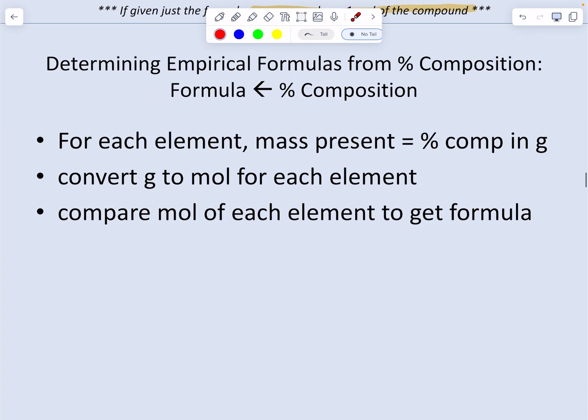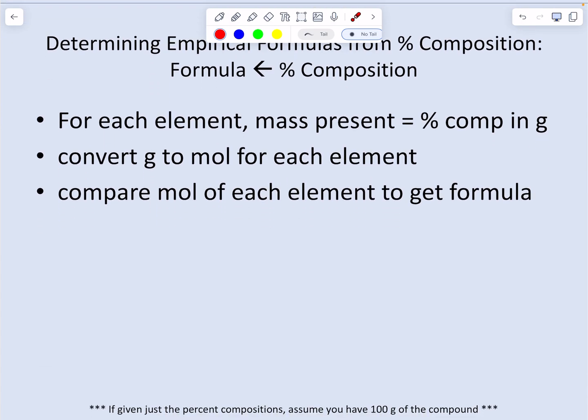All right, so now we're going to do calculations that are a little more reflective of how folks use percent composition. And that is to figure out a formula from experimental measurements where you determine the percent composition of each element. So the whole point is figuring out formulas from experimental data.